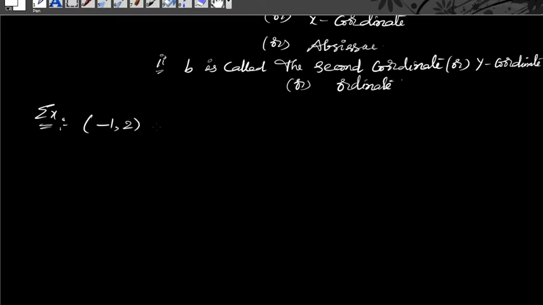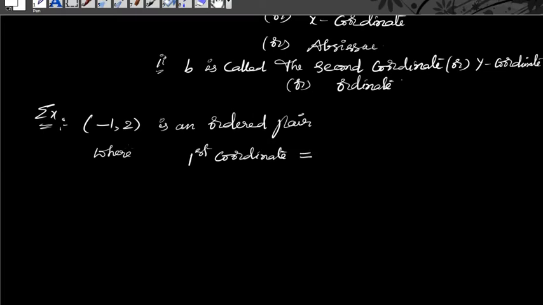One example: (-1, 2) is an ordered pair. What is the first coordinate here? The first coordinate is -1. Second coordinate: what you have written in the second place is 2. This is the second coordinate.